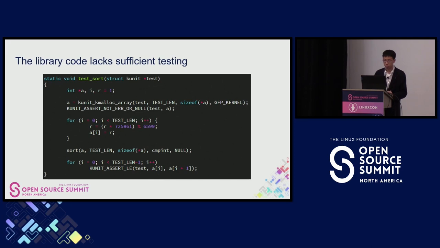So here is a glance at the testing code for the sorting algorithm in the Linux kernel. You only have one test, which sorts an array of 1,000 elements. For quick sort, for example, when the array is already sorted, we know that the time complexity will regress to big O n squared. And in this test, we can't find it.